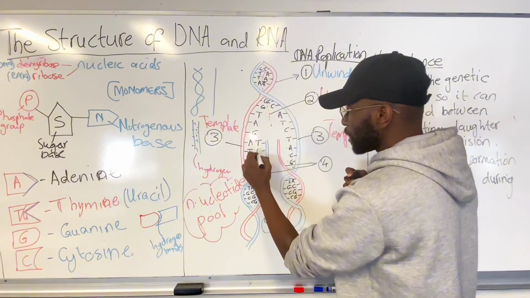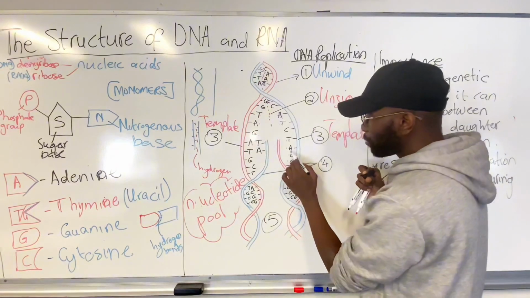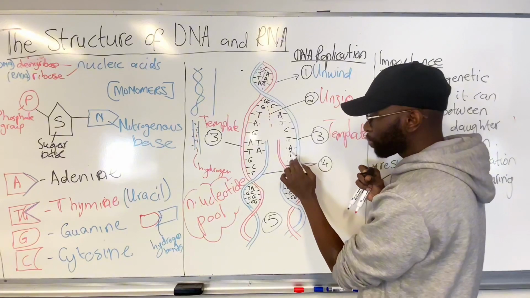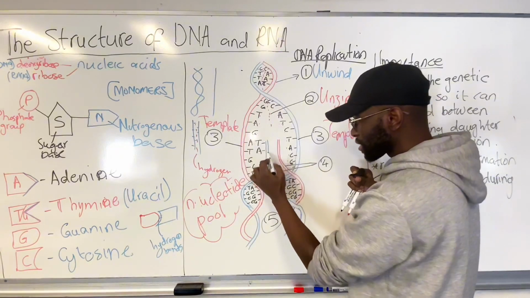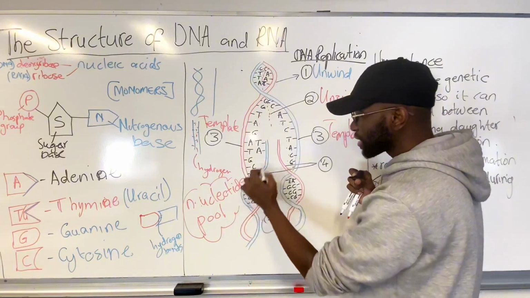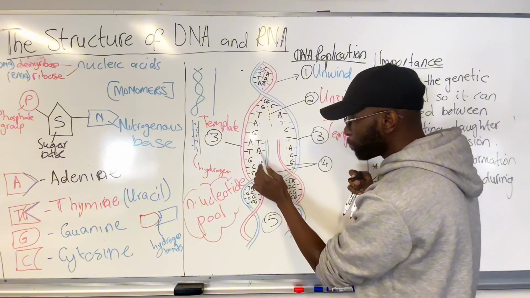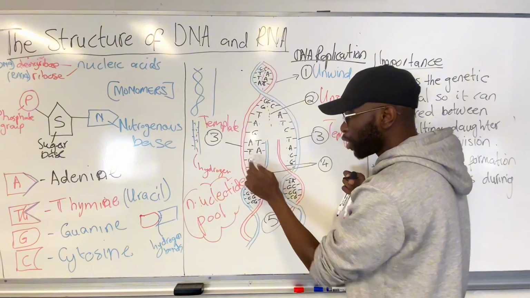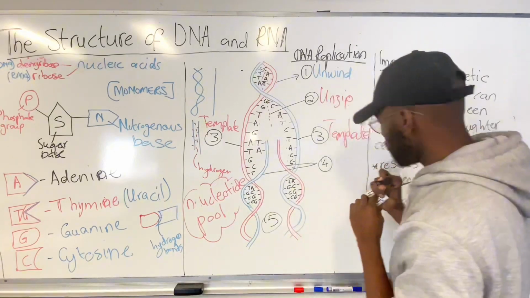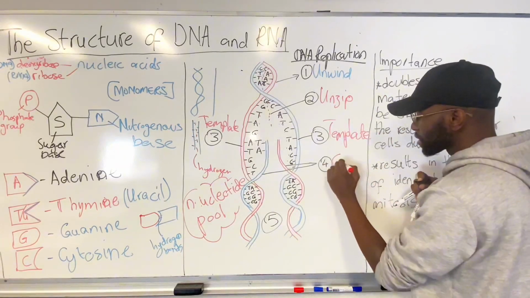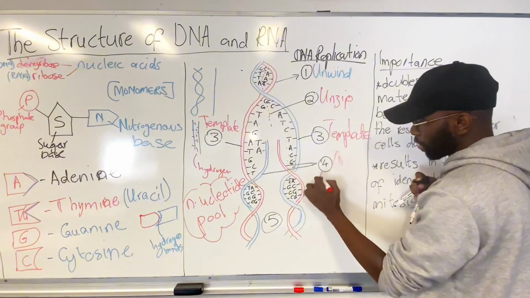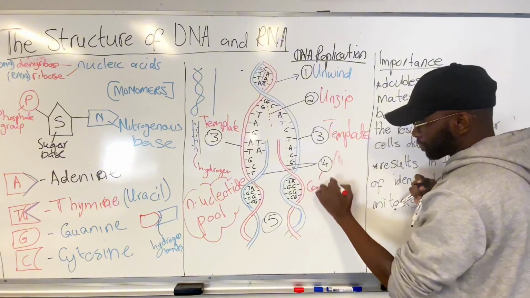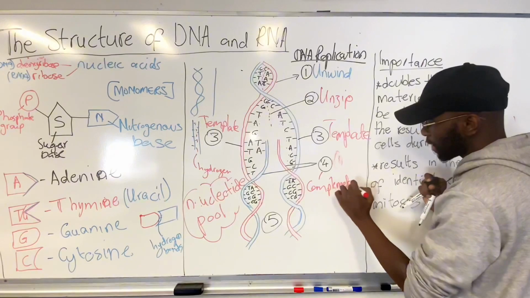And now the same thing happens to the T. Because this A is no longer available, this new strand is going to come and provide the A from the nucleotide pool so that it can bond with the T. And now we call this the complementary strand.